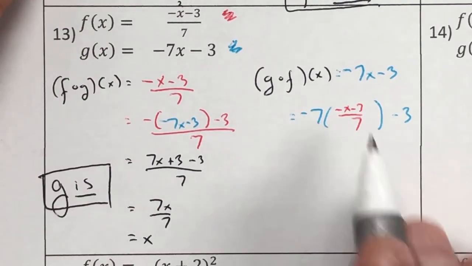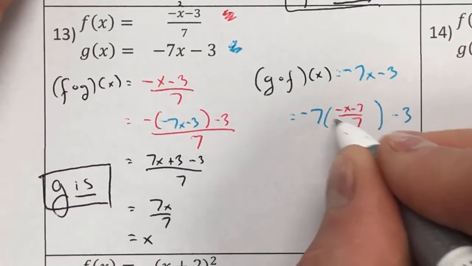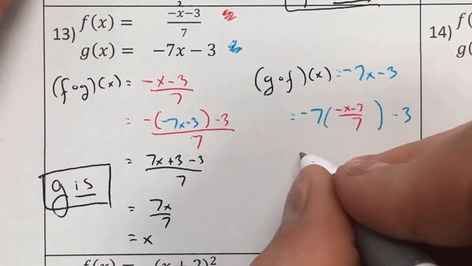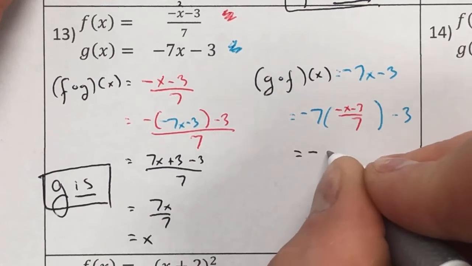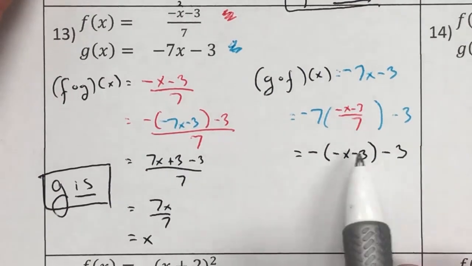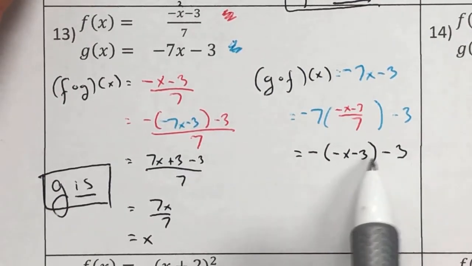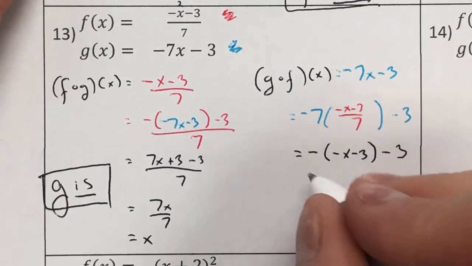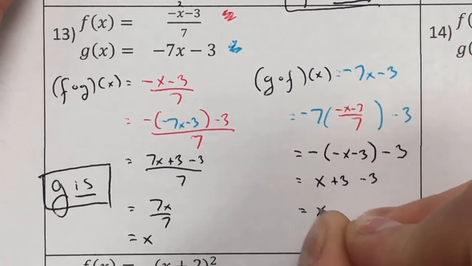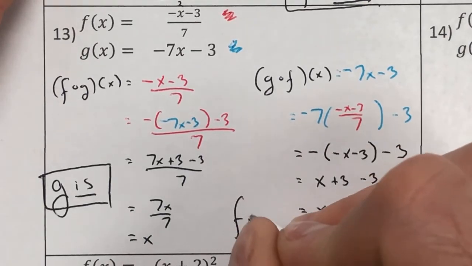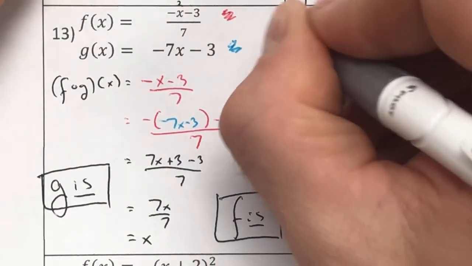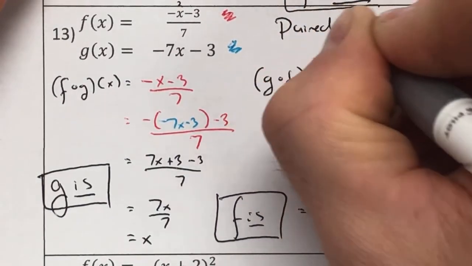Okay. Distribute the negative 7. That's going to make the negative the only thing that's going to carry through on the top. The 7's going to cancel out. So I'll have a negative x minus 3, minus 3. Again, be careful. Don't combine these 3's just yet, because I still have to work in that negative sign. And so I know F is. Perfect. I have ourselves a good old set of paired inverses.